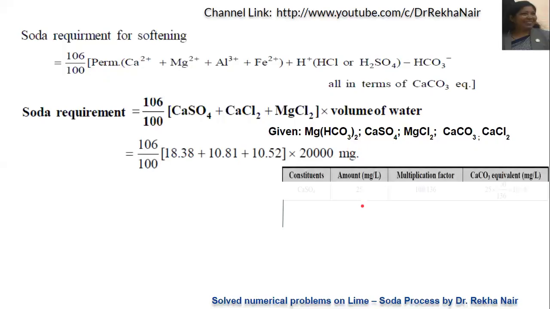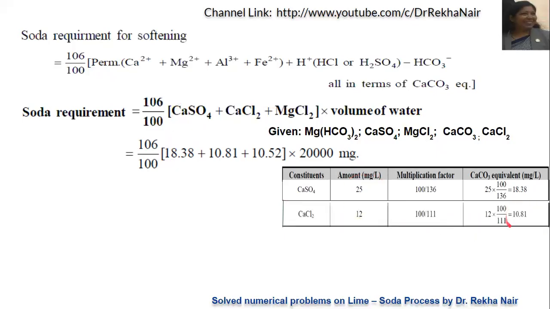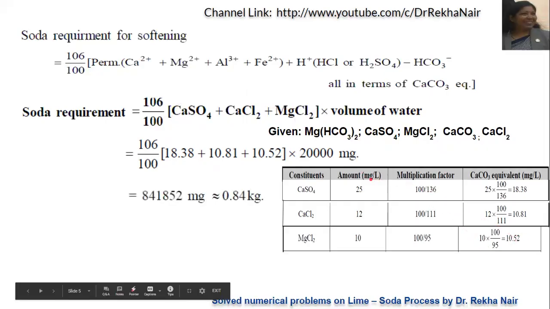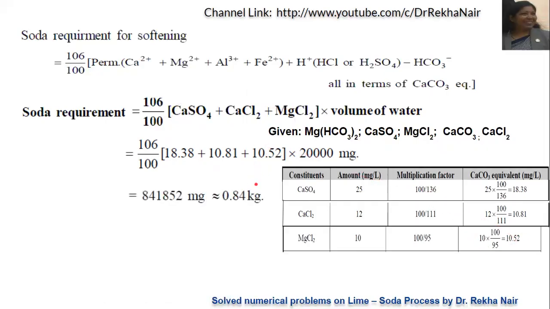So let us see the values. Let us put the values from the table in the previous slide. Calcium sulfate is coming out to be 18.38. In case of calcium chloride, it is 10.81. So in place of calcium chloride, we are writing 10.81. In terms of magnesium chloride, it is 10.52. So just put the value of 10.52.